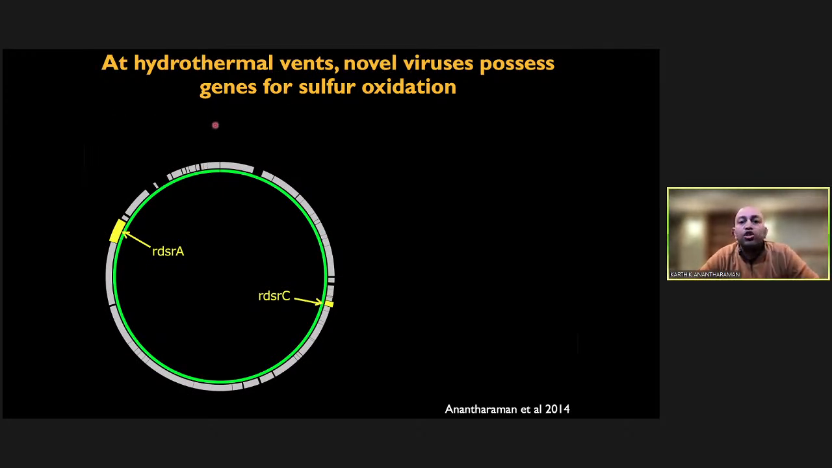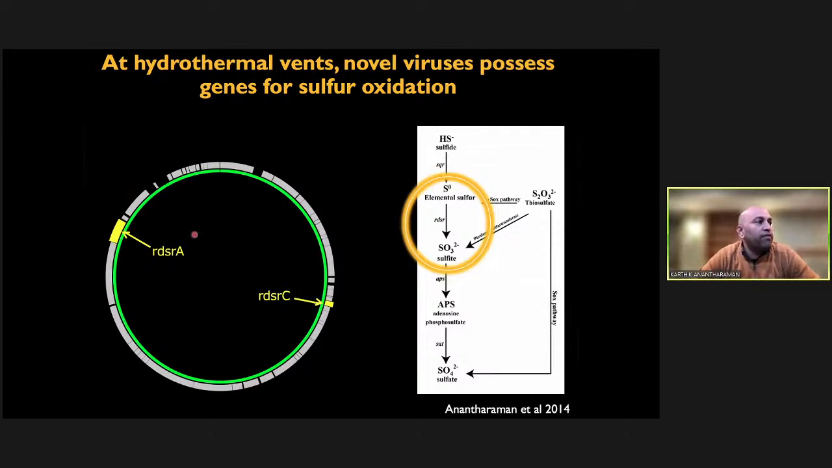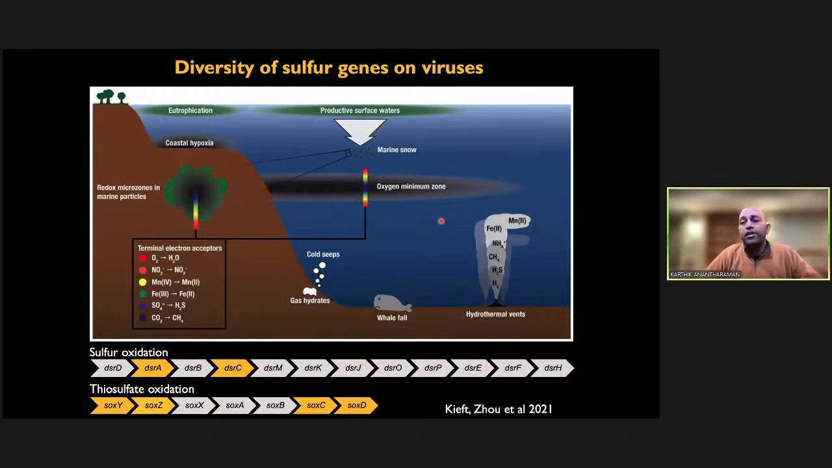viruses that possessed genes for sulfur oxidation. So we discovered these DSR genes, which are important for the oxidation of elemental sulfur to sulfite. And now we've begun to look at the diversity of these sulfur genes. Initially, we had only discovered the DSR-A and DSR-C genes, but we have a paper that is very close to coming out, where we've expanded this to find these genes in a variety of environments, even outside hydrothermal vents, as well as identify genes associated with thiosulfate oxidation as well on viruses.